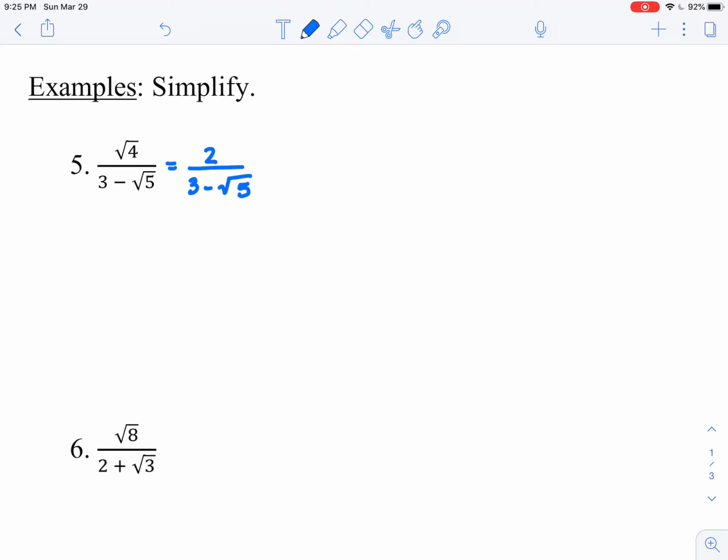Now, we're not allowed to have that radical in the denominator, but we can't just multiply by square root 5. Otherwise, we would create a radical attached to the 3. So instead, when there are two terms in the denominator, we rationalize by multiplying both the top and the bottom of the fraction by the conjugate. So if the denominator is 3 minus the square root of 5, we're going to multiply by 3 plus the square root of 5. Whatever we do to the bottom, we have to do to the top.